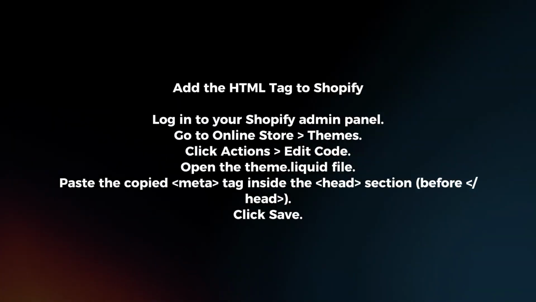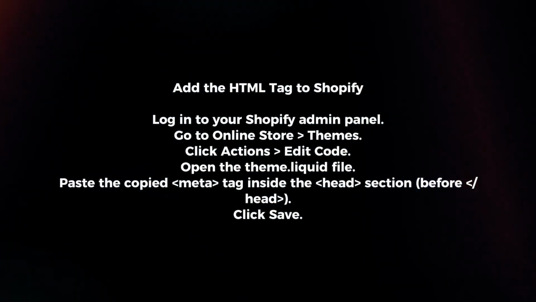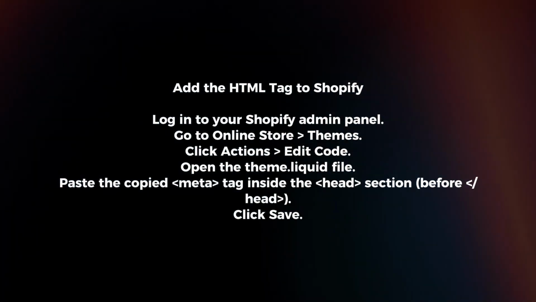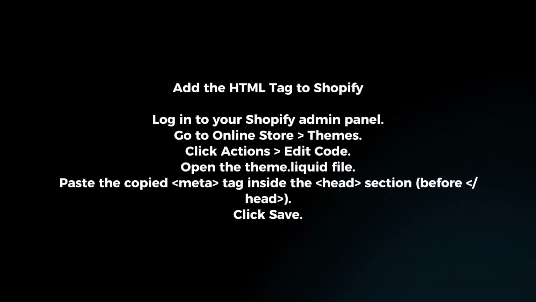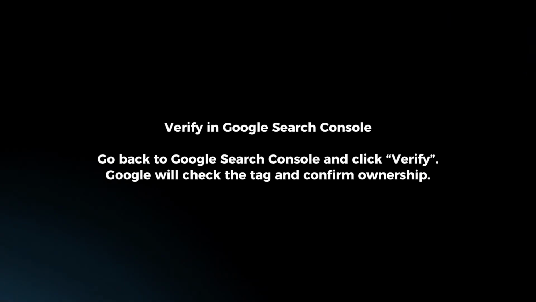Add the HTML tag to Shopify. Log into your Shopify admin panel. Go to Online Store, Themes. Click Actions, Edit Code. Open the theme.liquid file. Paste the copied meta tag inside the head section. Click Save. Verify in Google Search Console.